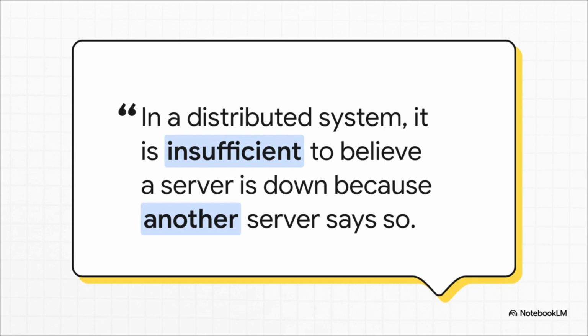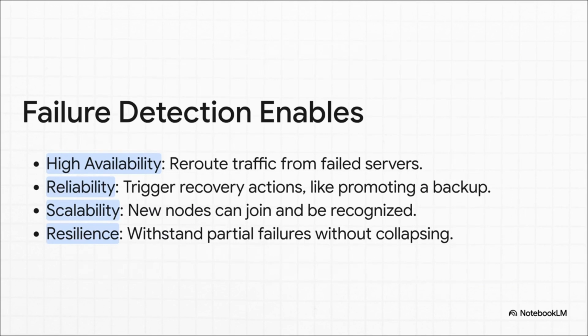And that's why the gossip protocol is so powerful, because it's not about one server's opinion. It's about helping the entire system build a reliable consensus before anyone takes drastic action. And this is why it all matters so much. Once the system agrees that a server has failed, it can finally act. This is what enables things like high availability, because now traffic can be instantly rerouted away from the dead server.